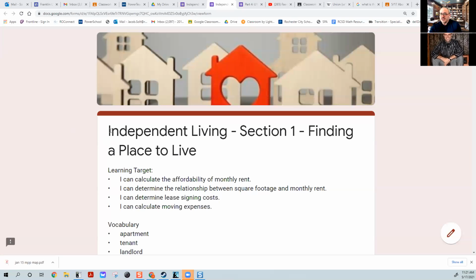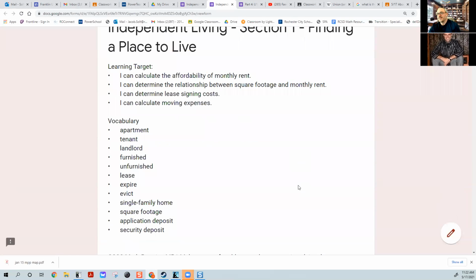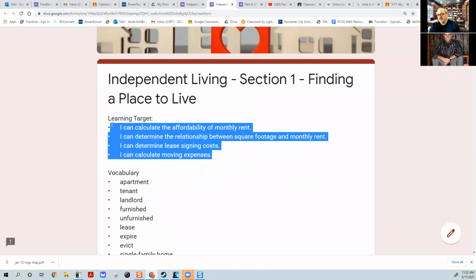All right, so we're going to start a new unit, independent living. Oh, shoot, I don't even know what unit number this would be. Unit number 4? Unit number 5? I forget what unit we're on. I'll have to go look that up. This is going to be section 1, all right? Finding a place to live. This is what people by majority wanted to learn about. We have 4 learning targets for this.